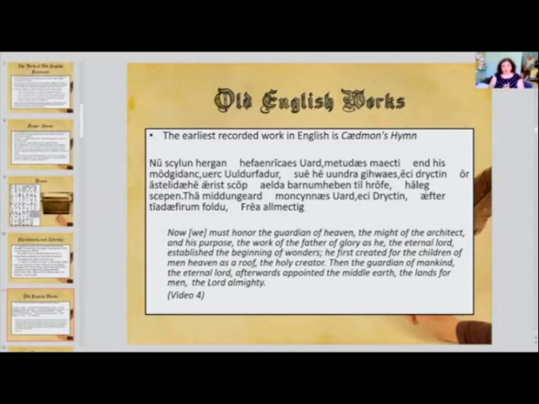Now it's where we start to get a lot more written examples of the language. But before I continue, I want to make sure, if there are questions, like I said, at any time, please put them in chat. If you're confused about something or you need some clarity on something, please let me know. You're about to watch another video, so you can get a break from this. So the earliest recorded work in English is called Cædmon's Hymn. And I want to go ahead and give you a taste of that.